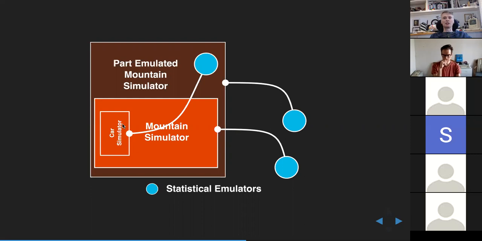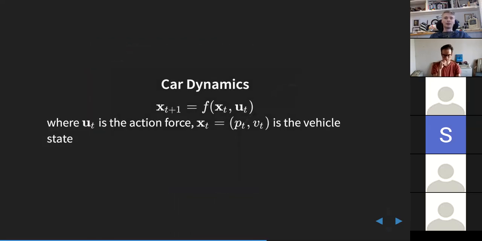Now, within the simulation itself, there's, in inverted commas, very simple physics being applied to make things happen. So this is the sort of physics. The car dynamics are driven by its position at any given time, which is given by its position at the previous time step and a function of the action force that it includes. And that action force is something that's coming from the policy.